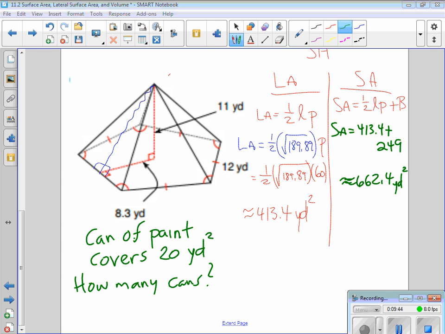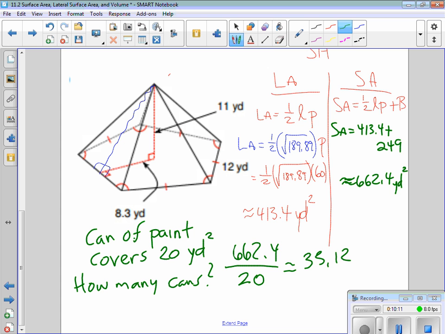Okay, suppose this was a toy and I wanted to paint this thing. Be a very big toy. But let's say it was a toy and I wanted to paint this thing, top, bottom, all the sides, and I knew a can of paint covered 20 square yards. How many cans of paint would I need? So I take that surface area, 662.4, and I divide 20 into it to see how many cans I would need. And it comes out to be somewhere around 33.12. We never round down. We will end up short of paint, so I would always buy up, and that would be 34 cans.